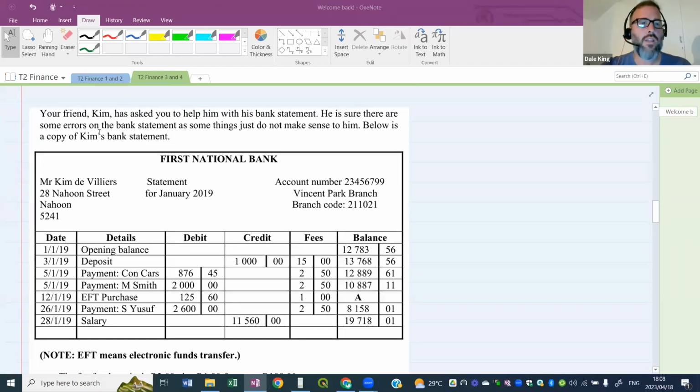It says here, at the top, the text: your friend Kim has asked you to help him. Very strange for Kim to be a boy's name.